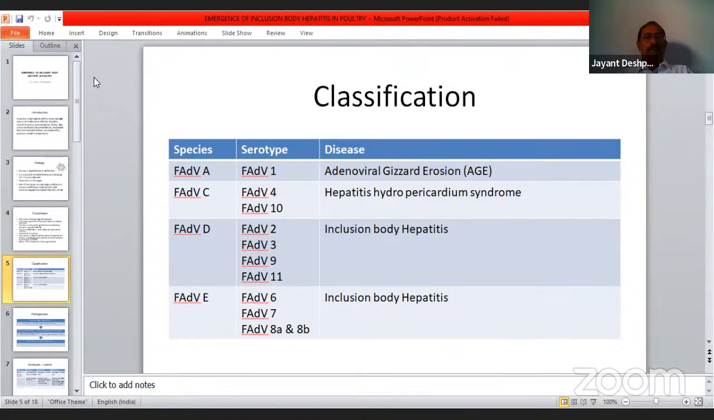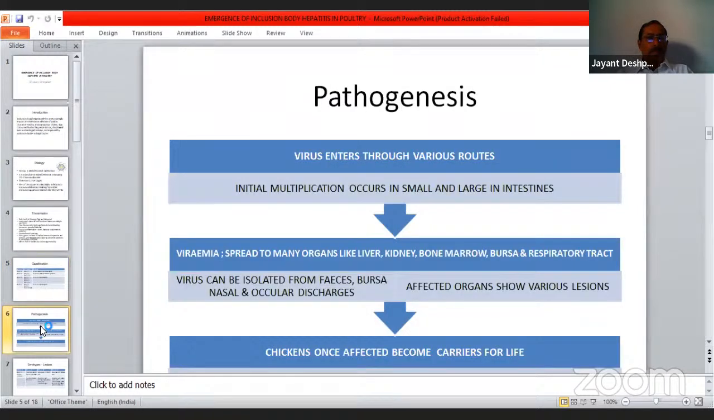So there is a small difference between hydropericardium syndrome and inclusion body hepatitis. In inclusion body hepatitis, we clearly don't see any hydropericardium, though there is a very small accumulation of fluid in the pericardium, whereas inclusion body hepatitis mainly affects the liver. So these are the different classifications of the strains which are identified.